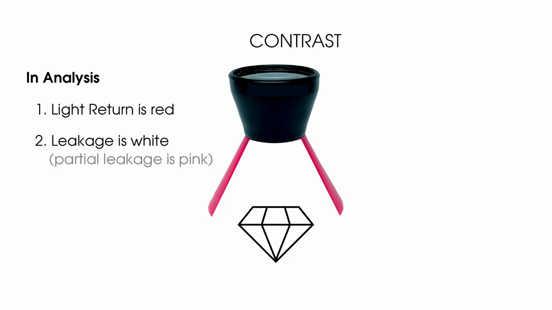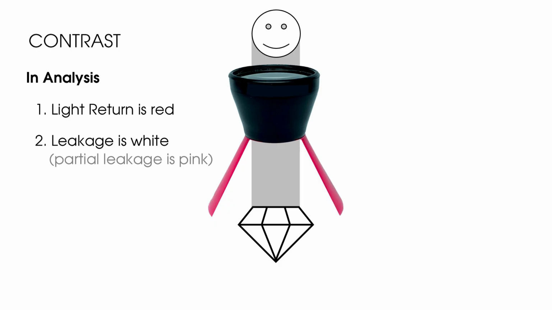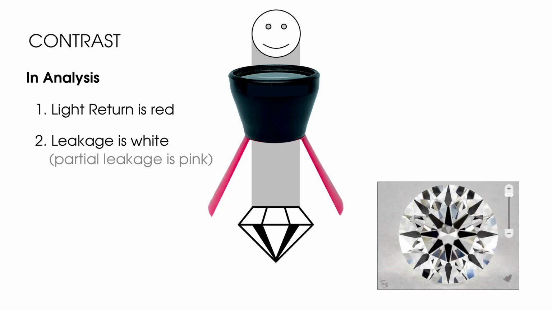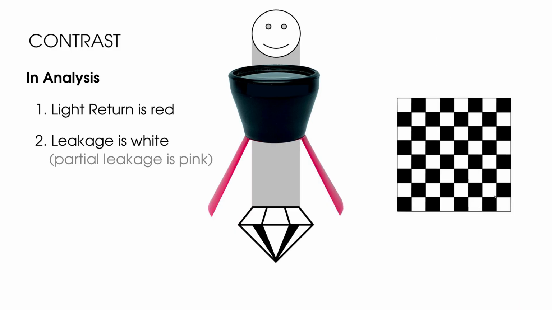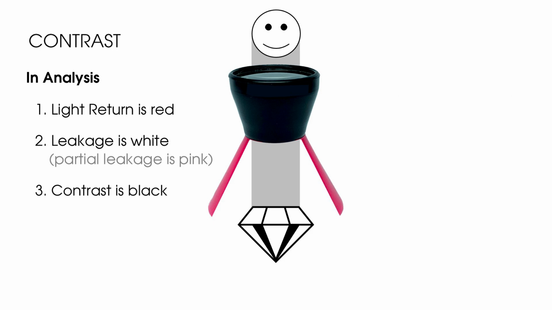That brings us to contrast. Some light from above will always be blocked by the viewer, creating dark patterns. You can see the contrast effect in diamond photos because the camera blocks light the same way a viewer does. The on and off contrast effect when diamonds move is a dramatic component of scintillation. In ideal scope light performance assessment, the contrast pattern is black.